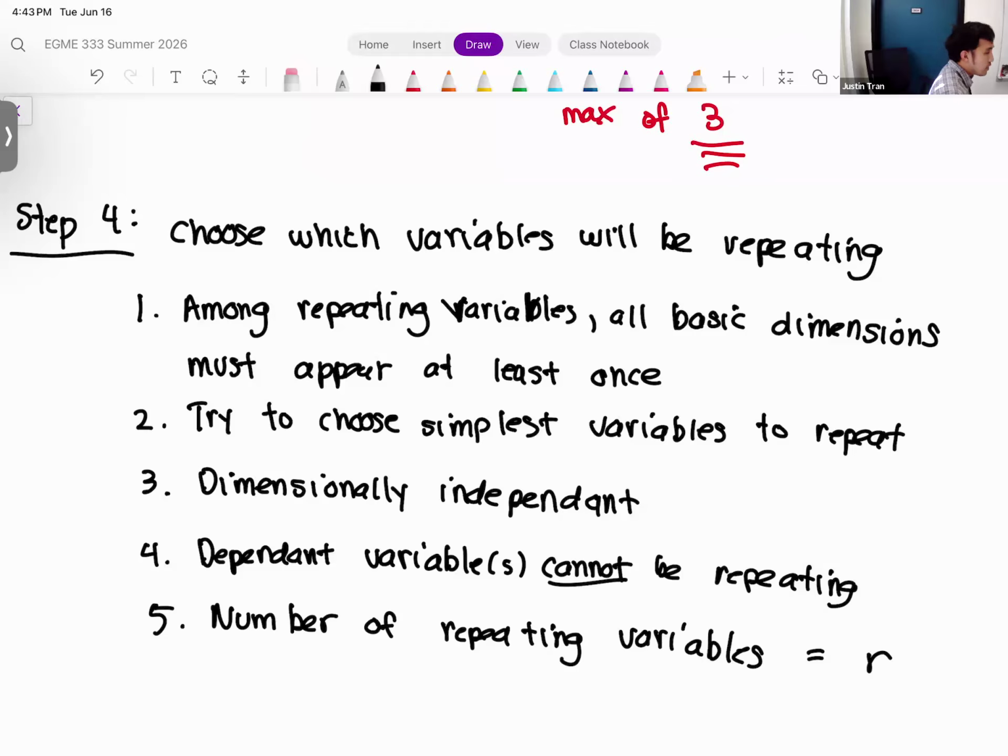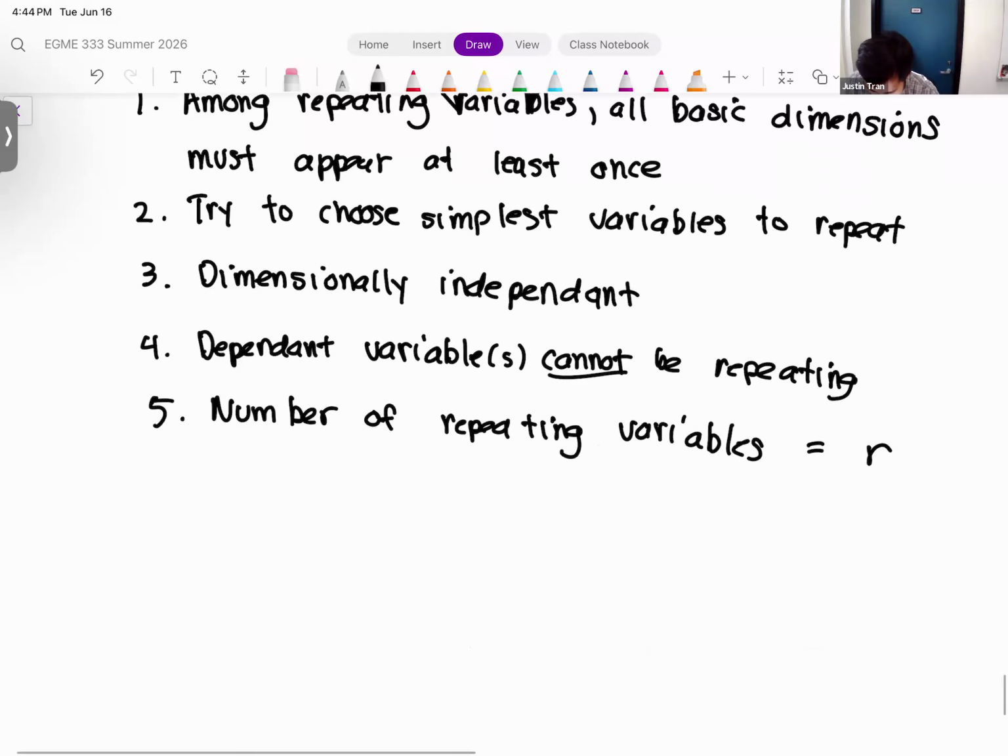Again, there are multiple different ways that you can do this, but number two, I think, is the most important, so try to pick the ones that are simplest. For our pipe flow example, let's choose the following three variables to repeat. Let's choose the diameter. Diameter is about as simple as it gets because it just has dimensions of length. So we have our length representative.